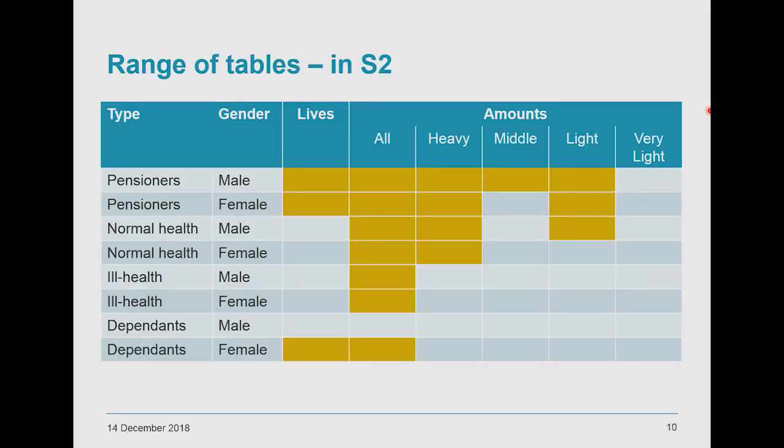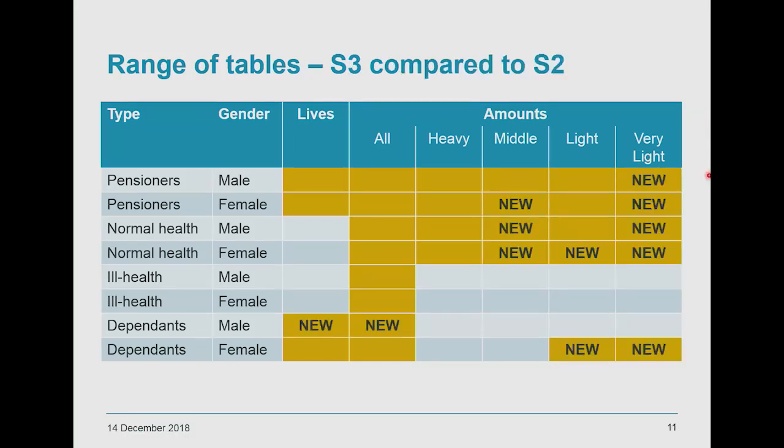Looking at the range of tables that we had in S2, there were 18 tables in total. If you look down the rows, you can see that we split by type of pensioner: pensioners, normal health pensioners, ill health pensioners, and dependants. And then we had lives tables and various different amounts bands. Moving across to the S3 tables, we've got the same structure, but we have significantly more tables, and that's reflective of the fact that we have more data than we had previously, and also some questions about whether we could produce mortality tables that reflected people with very high pension amounts.